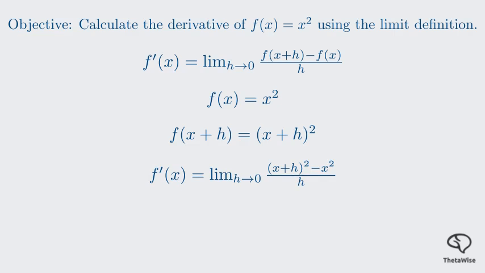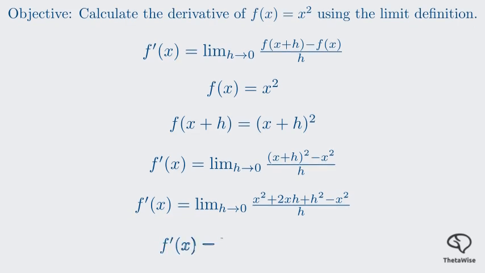Let's expand the numerator. X plus h squared is x squared plus 2xh plus h squared. So our expression becomes the limit as h approaches 0 of x squared plus 2xh plus h squared minus x squared, all over h. Notice that the x squared terms cancel out. This leaves us with the limit as h approaches 0 of 2xh plus h squared, all over h.